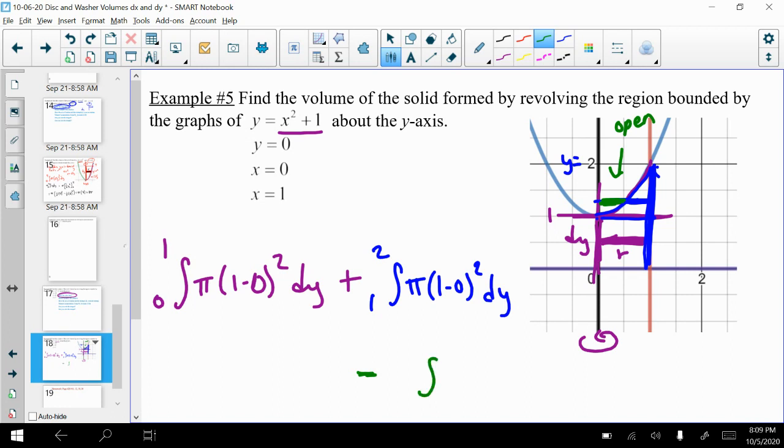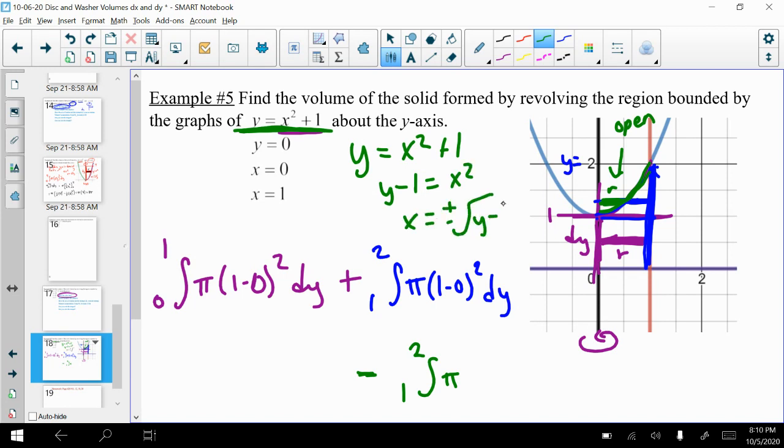So minus the integral from 1 to 2 of pi. And this one's r is the difference between here and here. But we're moving along dy, and this is not solved for y. So let's fix that. X squared plus 1 equals y, so y minus 1 equals x squared. X equals plus or minus the root of y minus 1. We're over here, so we're on the positive square root of y minus 1. So that would be the square root of y minus 1.